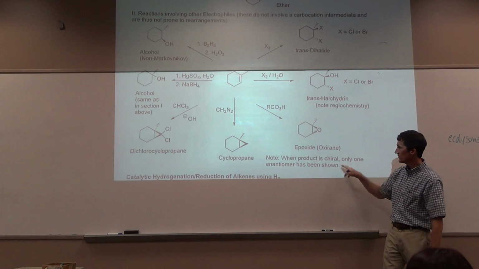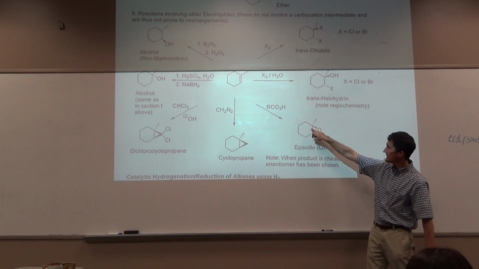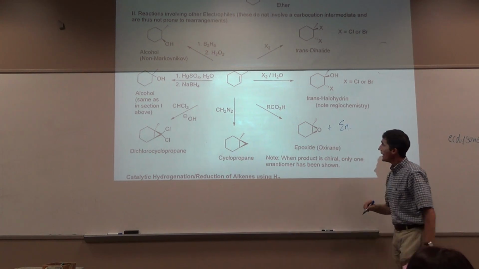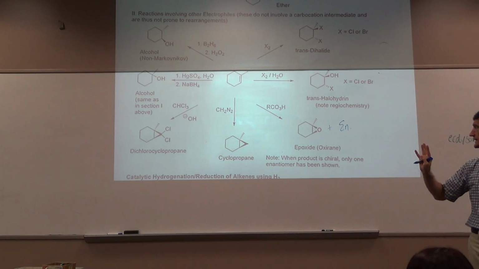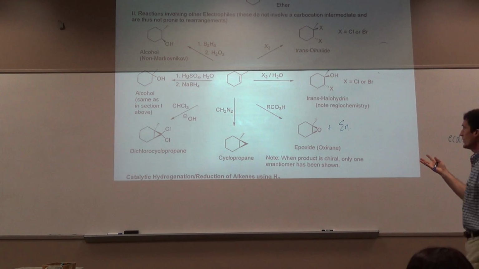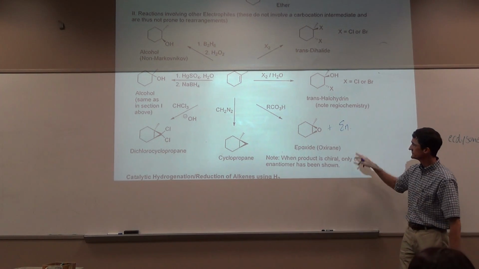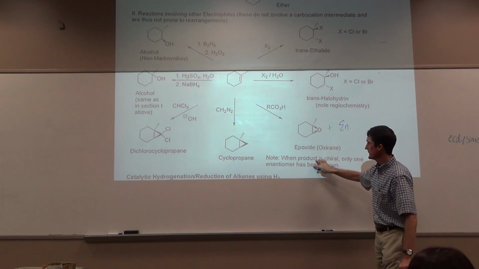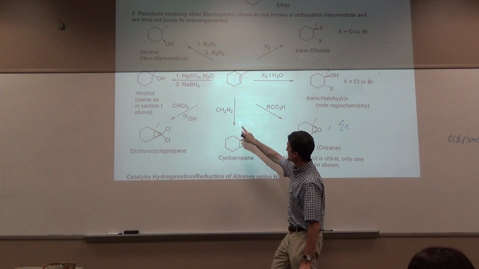When product is chiral, only one enantiomer has been shown. For example, here I could say plus enantiomer. We haven't covered that yet, but as you look at that later on, don't wonder, hey, what about the other enantiomer? So I did write that. That's pretty much with all these, plus enantiomer. That's what that means.